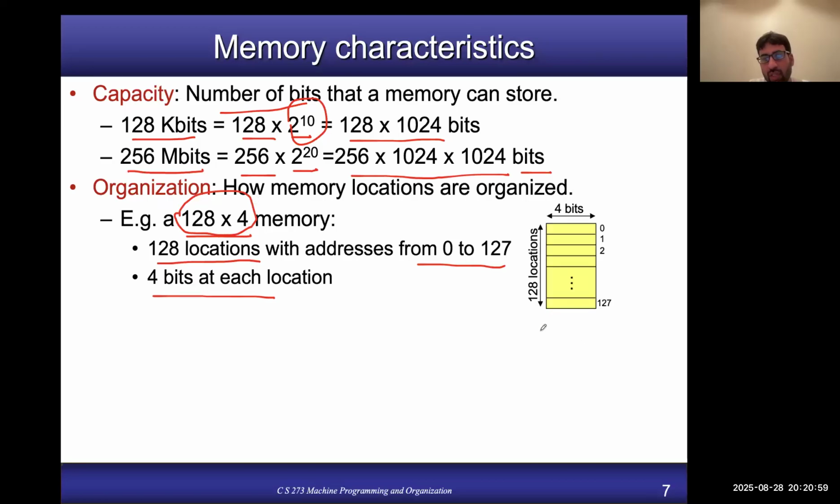Here is the graphical representation. If I have a 128 cross 4 memory, I have 128 locations addressed from 0 to 127, because the first location is addressed as 0, which is why the last location is addressed as 127, not 128. Each location is 4 bits wide, so in each location I can store 4 bits. In total, I can store 128 cross 4 bits in the memory. Any questions?